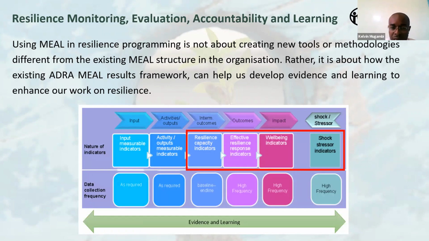And then at the interim outcomes is where we look at our resilience aspect, where we're going to look at the resilience capacity indicators. And at the outcome level, we're going to look at the effective resilience response indicators. And at the impact, we are going to look at the well-being indicators. And not to forget to mention the shock and stresses indicators, and also looking at the frequency of data collection. And this is not so much different from our normal MEL results framework.